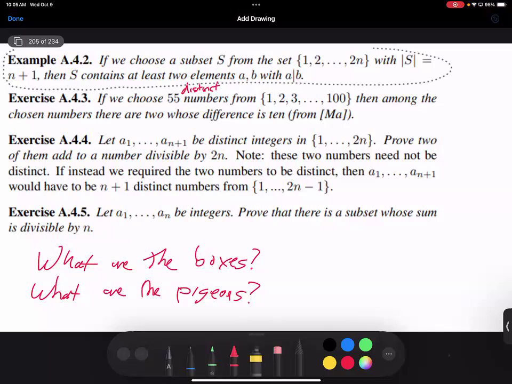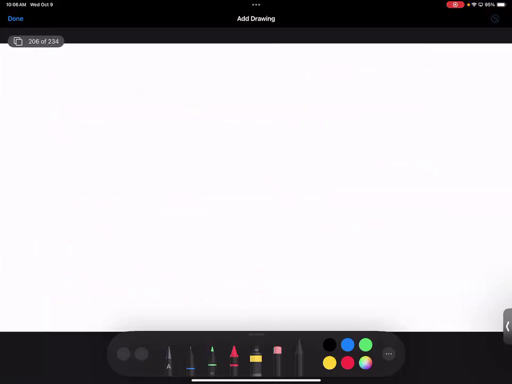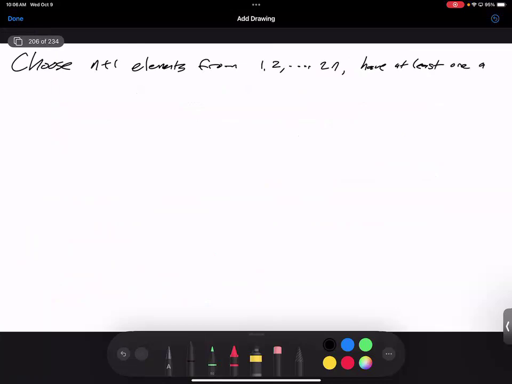I have no idea if I can actually highlight part of an image. No, I can't. All right, so I will just write it again. We choose n plus 1 elements from 1 to 2n, and there is at least one a dividing b.